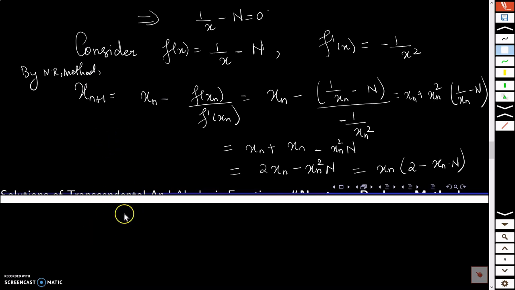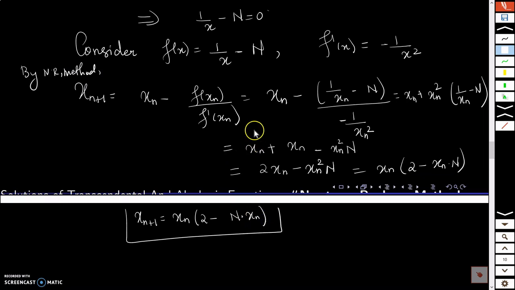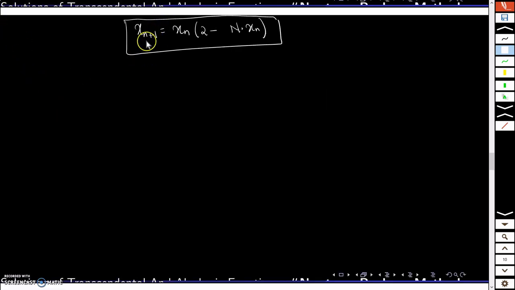Okay, so n plus 1 approximate value will be given by xn, that is the previous one, into 2 minus capital N into xn. So if you want to find the reciprocal of any non-zero number capital N using Newton-Raphson method approximate value, then this is the iteration that you are going to use. All right. So let's look at a problem based on this now.